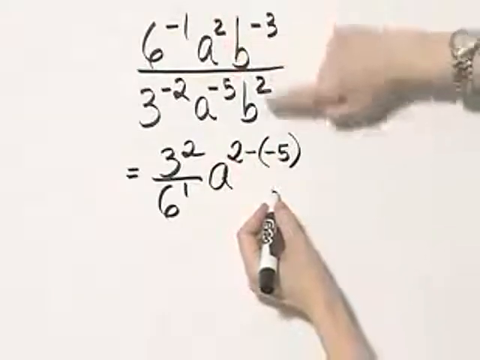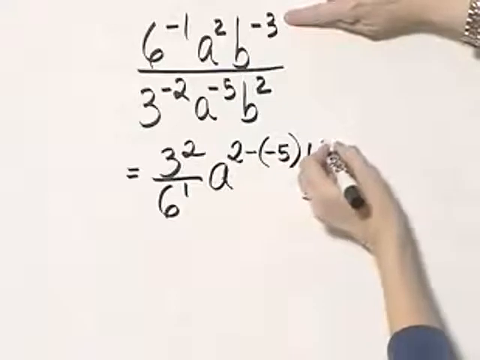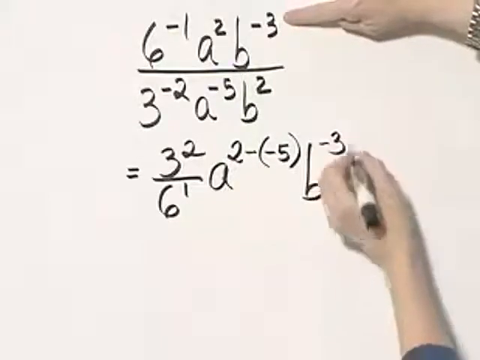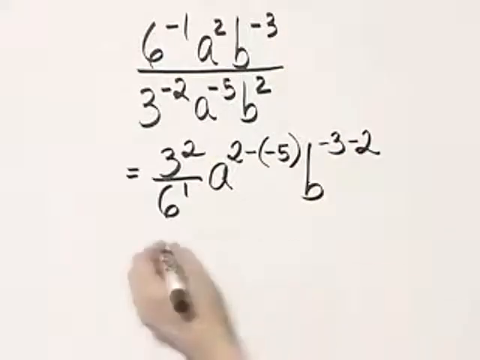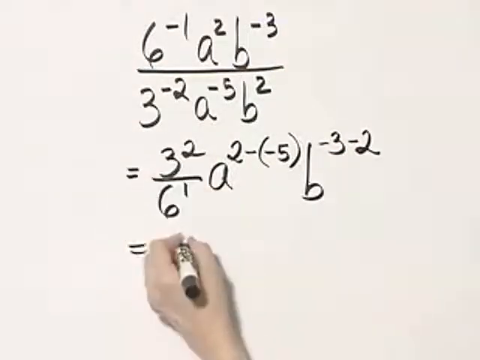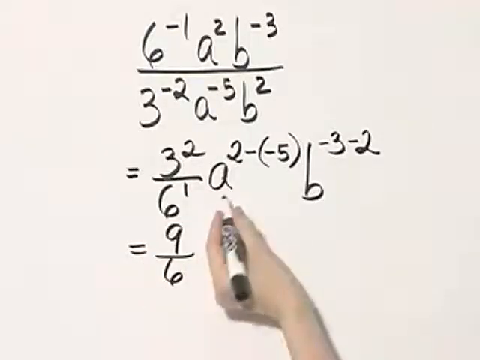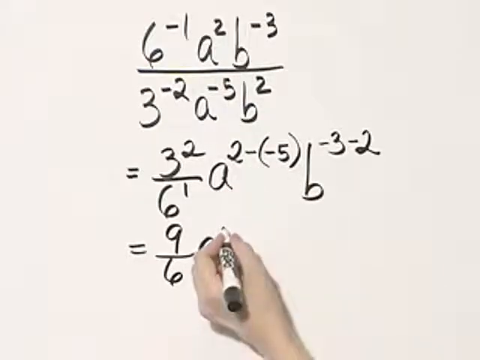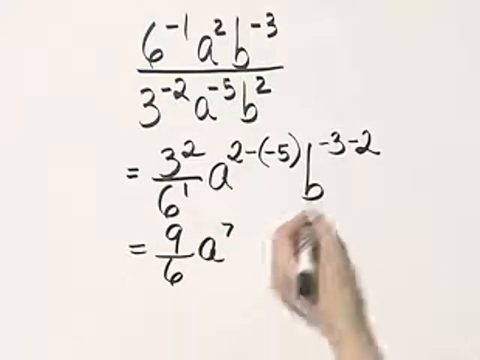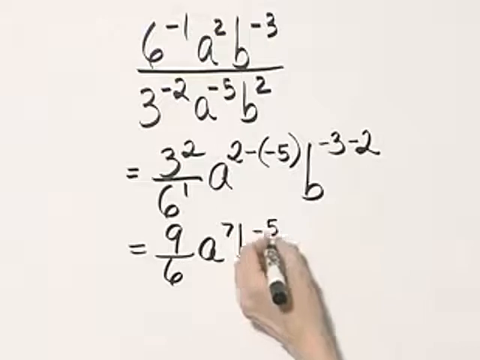And then notice I have some other common bases. This is b raised to a power of numerator exponent minus denominator exponent. Let's see what we have. 3 squared is 9, and then 6 to the 1 is 6. This a I have to a power of 2 minus a negative 5, so that's 2 plus 5, or 7. And then b is to a power of negative 3 minus 2, and that is negative 5.